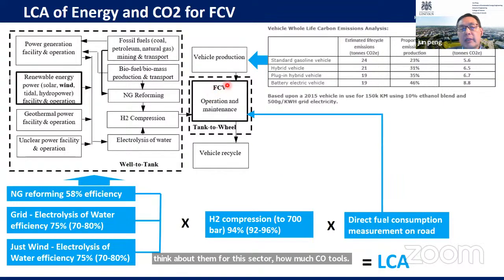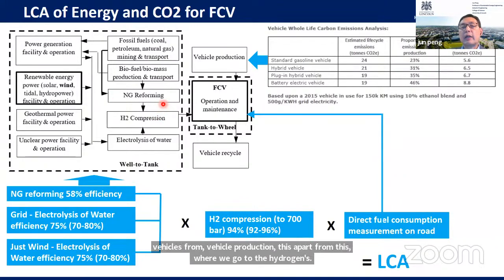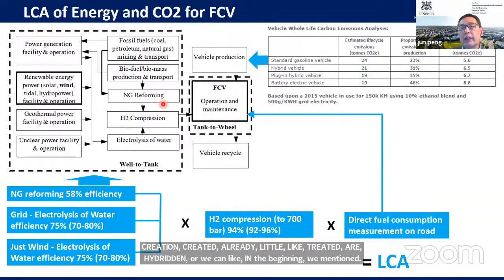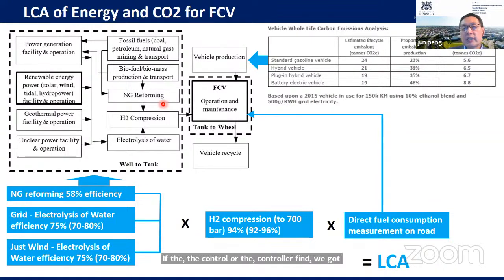Another case is the fuel cell vehicles, as I mentioned. Apart from vehicle production, there is where we get the hydrogen. For example, we can take electricity from the national grid and use water electrolysis to produce hydrogen. Or, as I mentioned in the beginning, if the national grid controller finds we have extra wind electricity, we can use that wind energy for electrolysis to produce hydrogen. So we can get hydrogen with very low CO2 emissions. But currently in the world, most hydrogen is actually produced by natural gas reforming, from fossil fuel. This has more CO2 emission currently if there is no CCS, no carbon capture and storage.